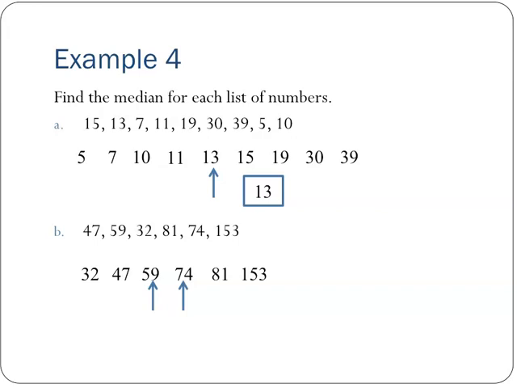All right, so 59 and 74. Since we have an even number of numbers, we're going to have to find the mean of the 2 middle numbers. So that would be 59 plus 74 divided by 2, and that's equal to 66.5.